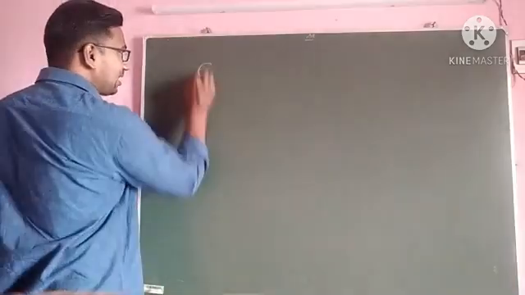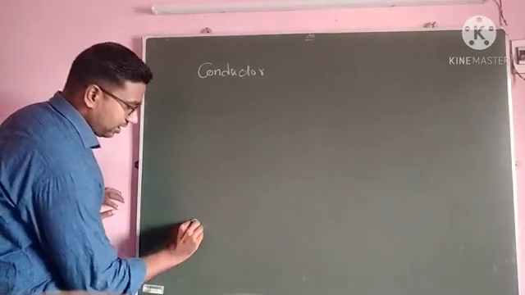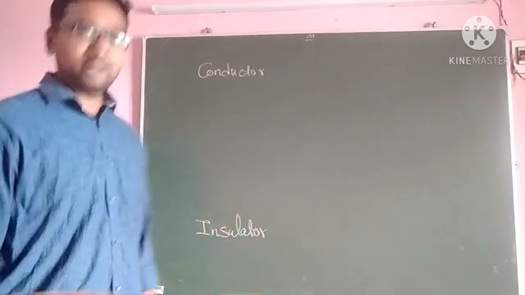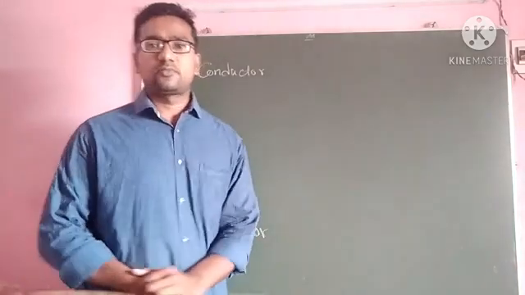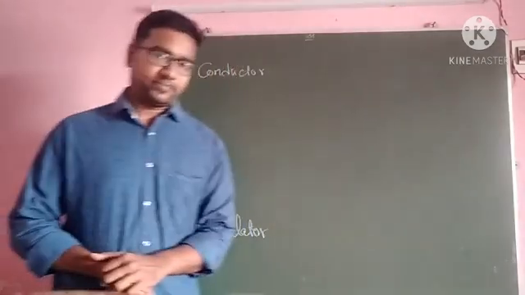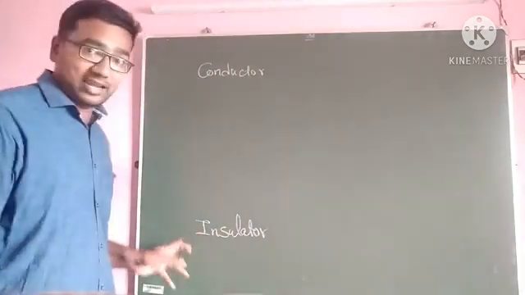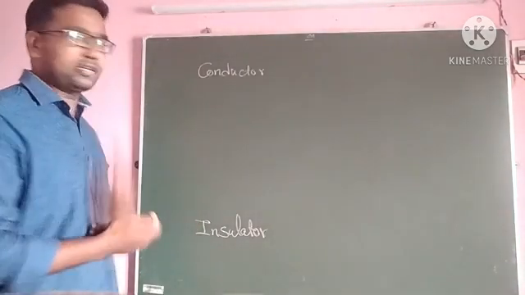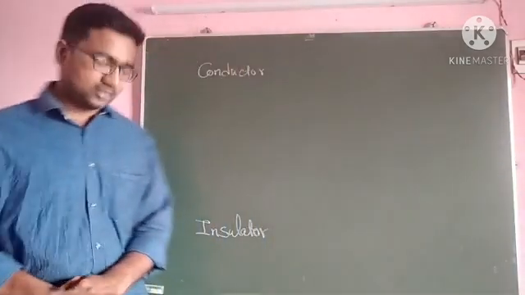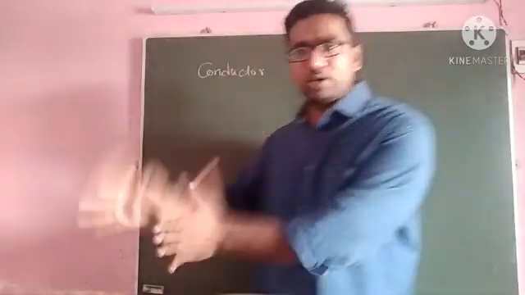is conductor. The second one is insulator. Am I right? What is a conductor? The conductor consists of a plenty number of free electrons, and here the electrons are loosely bound. But the insulator is quite the opposite of a conductor. In the insulator, the electrons are tightly bound. Am I right? Yes, sir. So in the insulator, there is no free electron to carry the charge from one place to another.